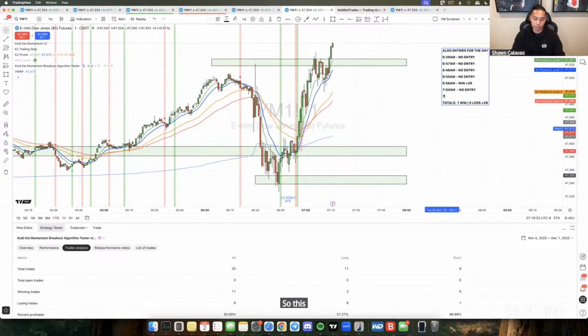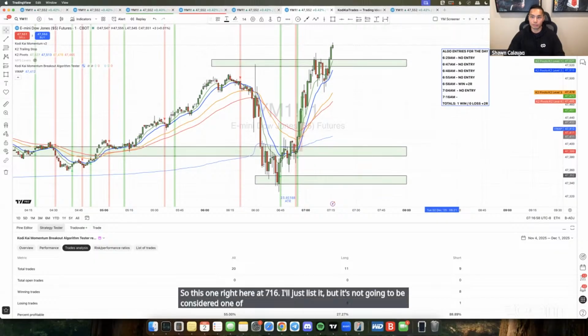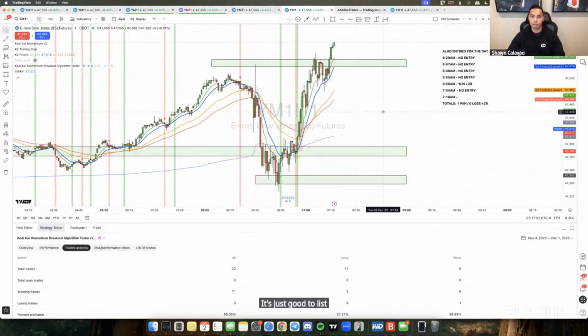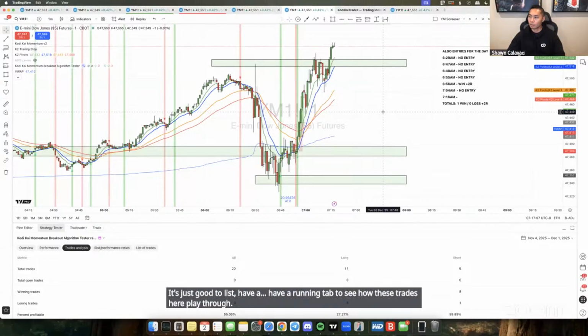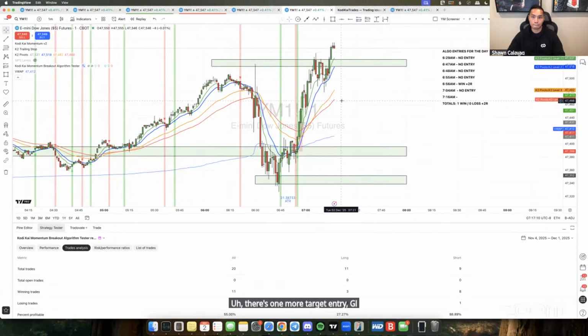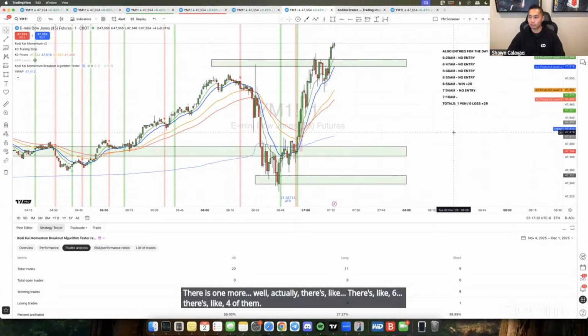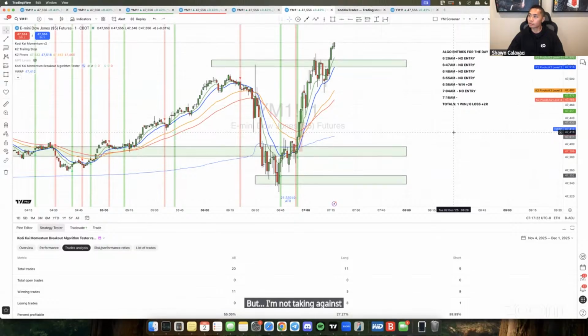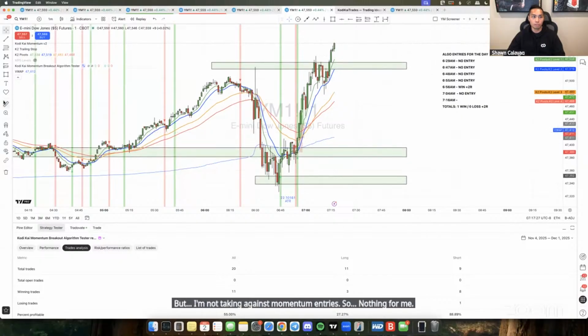So this one right here at 716, I'll just list it, but it's not going to be considered one of the, obviously, the official entries. It's just good to have a running tab to see how these trades play through. There's one more target entry, Glenn. Actually, there's like 4 of them, but I'm not taking against momentum entries, so nothing for me specifically.